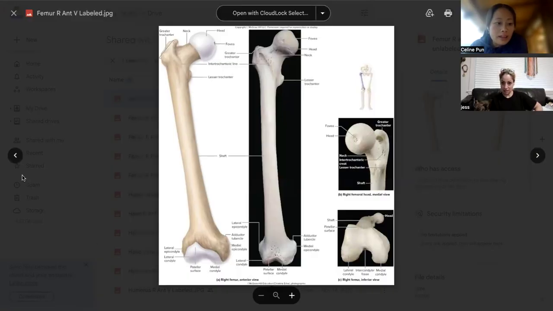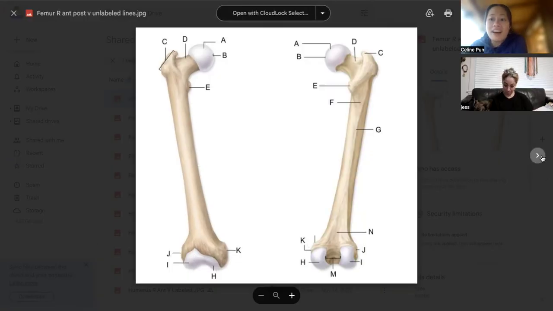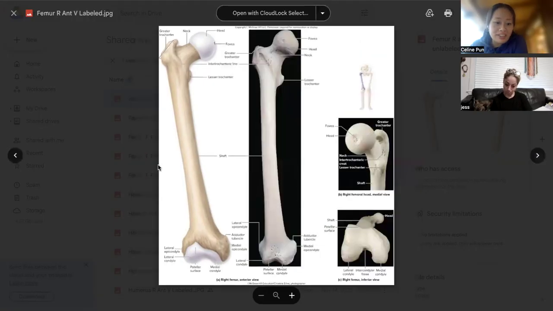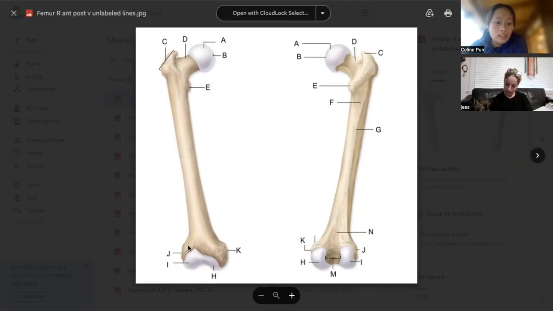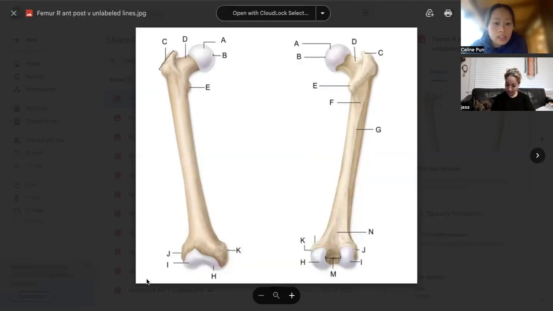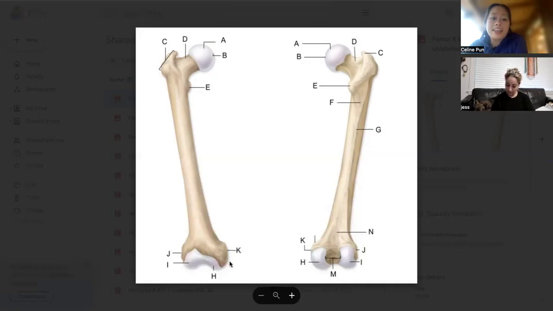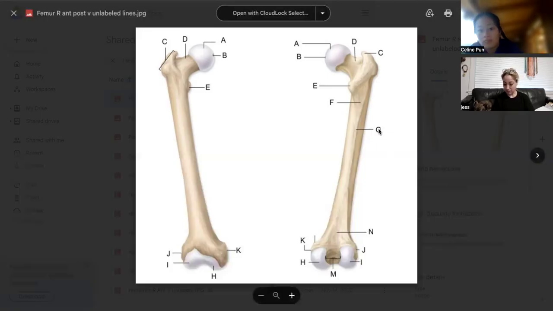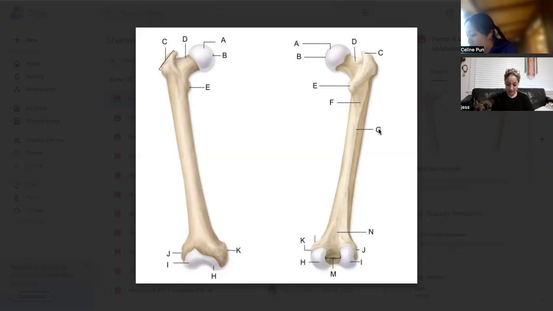The top one, K, is the epicondyle. It's above the condyle. It's above the knuckle. So K is the epicondyle, and this one's medial. So H is the knuckle, and then K is above the knuckle. Okay, and then that's the lateral condyle. So the medial condyle is H, and then I is the lateral condyle. J is the lateral epicondyle.